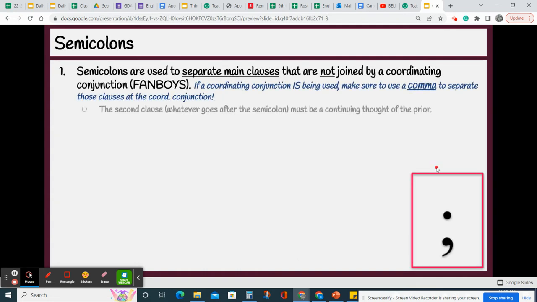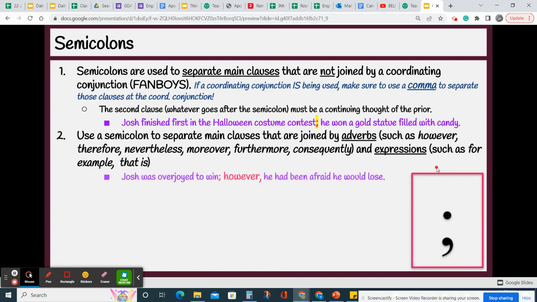Semicolons are used for these 2 reasons. So, we first use them to separate main clauses that are not joined by a coordinating conjunction. Remember, those are your fanboys, for, and, nor, but, or, yet, so. So if a coordinating conjunction or a fanboy is being used, make sure that you're separating the 2 clauses with a comma. That's one of our important comma rules.